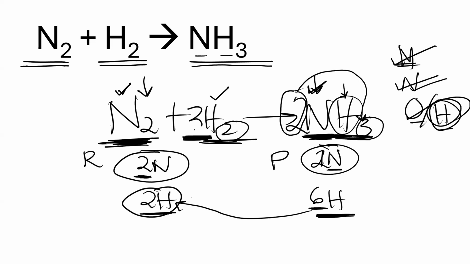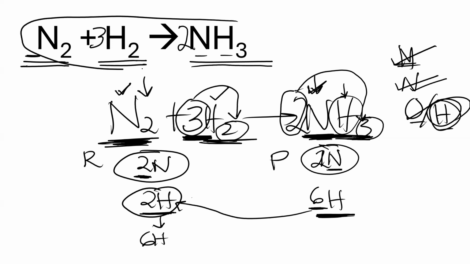Very good. That would be 3, because 3 as a coefficient multiplied by 2 as a subscript will give you 6 hydrogen atoms. So in this case, 1 nitrogen, we just leave it at that. 3 hydrogen atoms and 2 ammonia would be our balanced chemical equation. Right? So it's that easy, right?